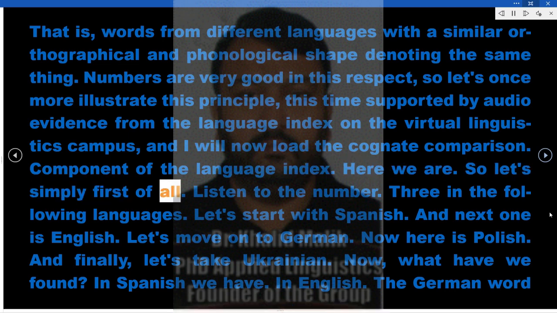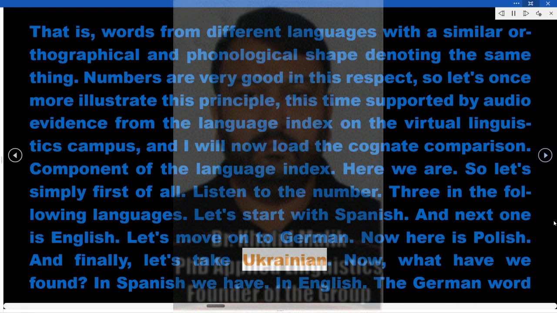So let's simply first of all listen to the number 3 in the following languages. Let's start with Spanish. And next one is English. Let's move on to German. Now here is Polish. And finally, let's take Ukrainian.